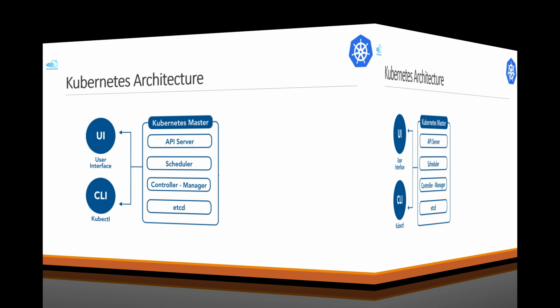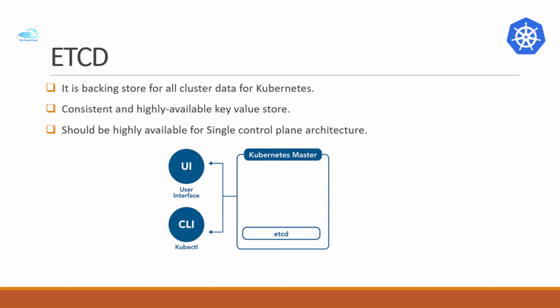What is etcd? Basically, etcd is nothing but a key value pair database in Kubernetes. It is consistent and highly available. It is a key value pair database and stores all the cluster data. If you are running a production grade application with only a single master node, you should make sure you have at least 2 replicas running of your etcd.